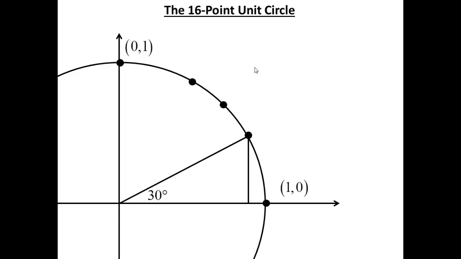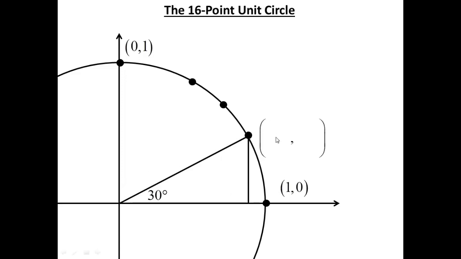That first coordinate on the 16-point unit circle is a 30-degree angle. We're essentially going to use our 30, 60, 90 right triangle, because if this is 30 and this would have to be 90, that's going to be a 60-degree angle. So here's my short leg, here's my long leg, and here's my hypotenuse. The hypotenuse in this case would be 1. So what would the coordinate be?